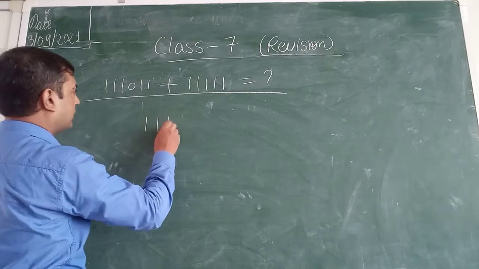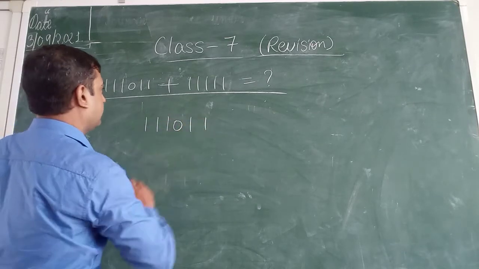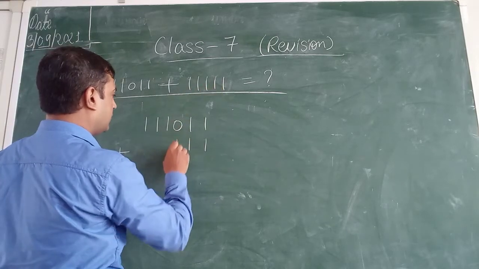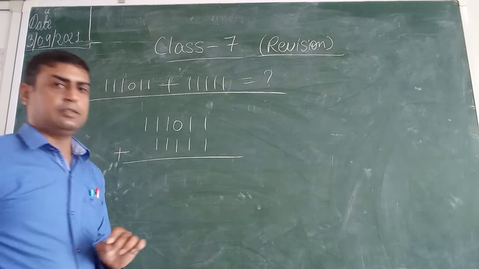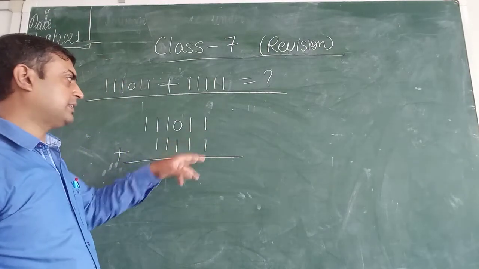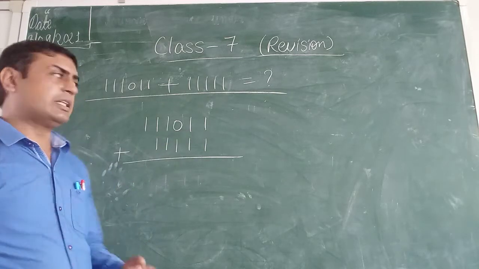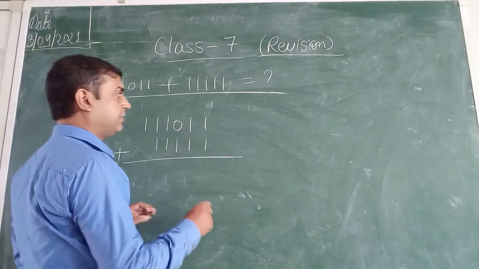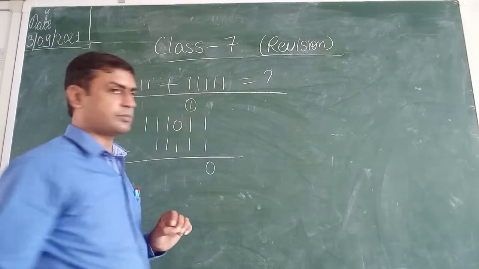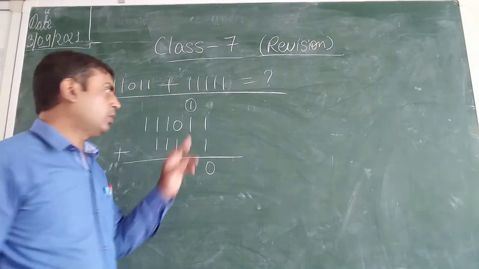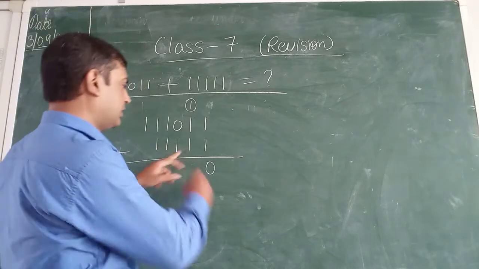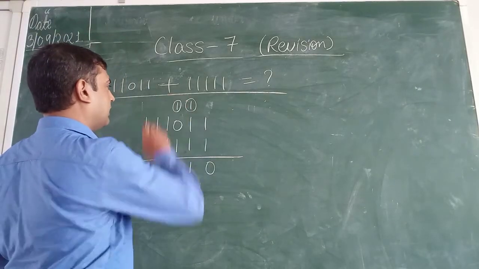111011 plus 11111. You have to maintain the proper discipline while writing the numbers. You will maintain it from this side. Now I have clearly said that 1 and 1 it will be 10. So you will write 0 and 1 will come here. Then 1 and 1 is 10, 10 and 1 is 11. You will write 1 and you will write 1 here.